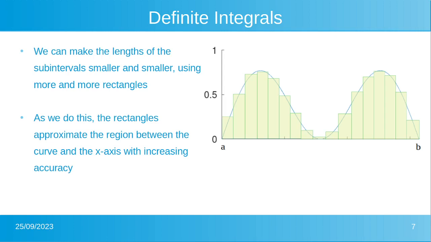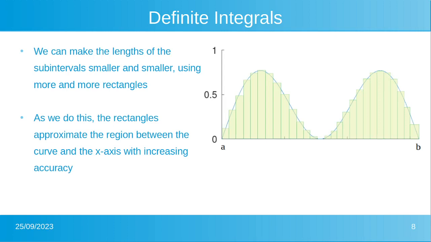Here we'll make the interval length shorter again. So the rectangles again approximate the region between the curve and the x-axis with increasing accuracy. And we can keep doing this as the lengths of the subintervals approach 0.